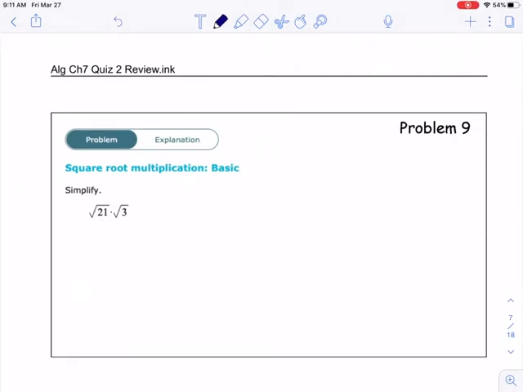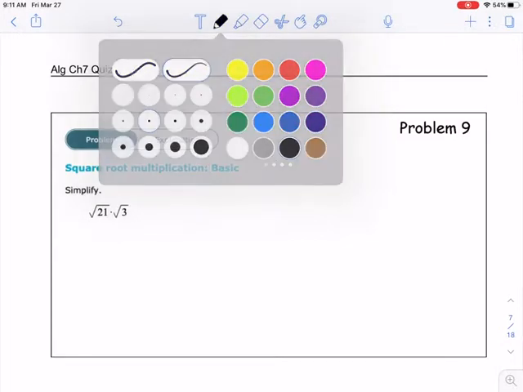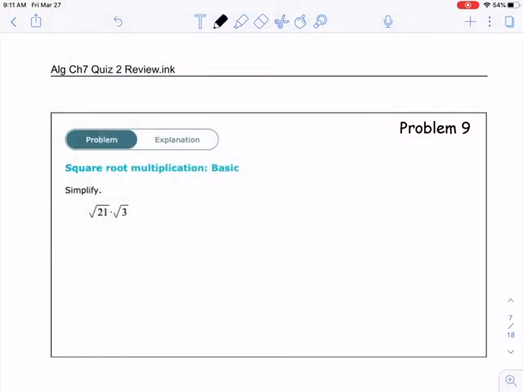Okay, square root multiplication, basic. This stuff is pretty basic because if they're both under the same radical with the same root, which they are, these are both square roots, then it's just a matter of understanding that this problem is 21 times 3 under the radical sign. And so when I simplify that, that gives me the square root of 63.